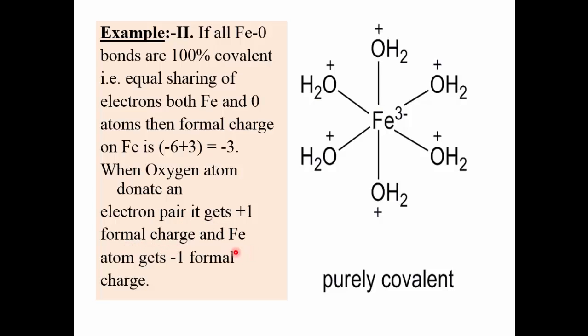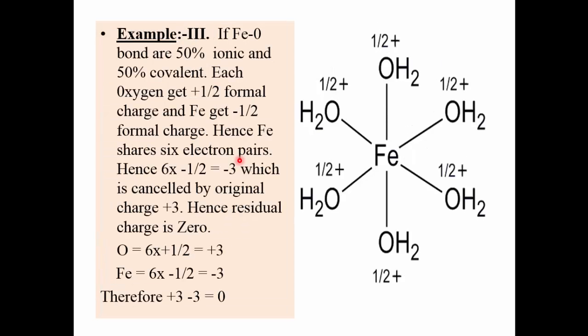And we already discussed this. The Fe atom gets -1 formal charge. This is the case. That means in this case, what happened? When there is 100% covalent bonding on Fe, there is -3 charge. Now see the third example. That means the same molecule.